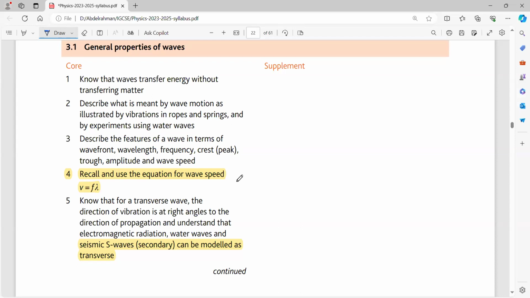In waves, I still need to know how to draw wave fronts. You have to know how to draw wave fronts. We'll see that now, don't worry.